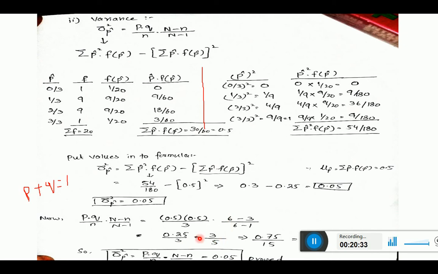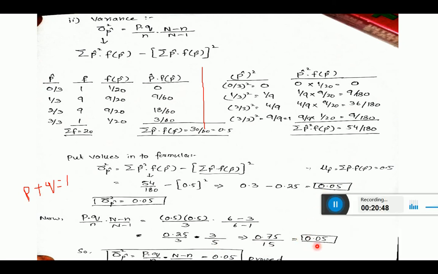This is a dot, not a minus; it is multiplication. So 0.25 multiplied by 3 gives 0.75, and 3 multiplied by 5 is 15. So 0.75 divided by 15, you will get 0.05.